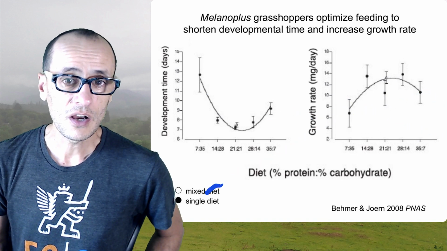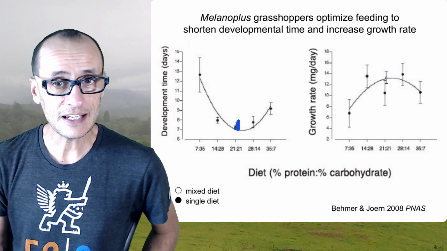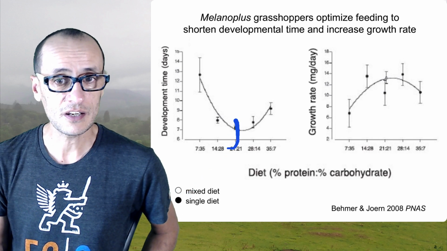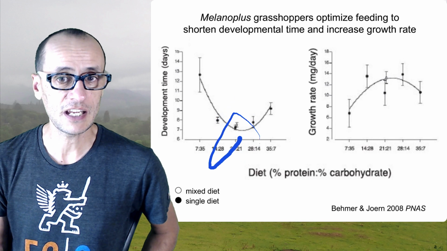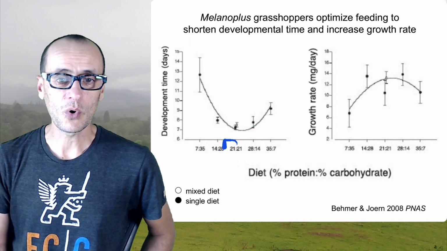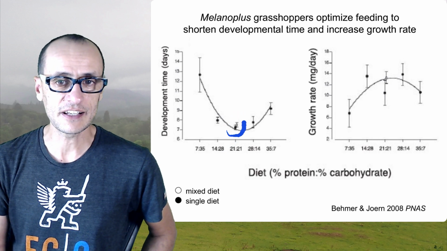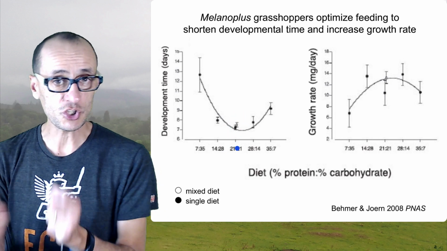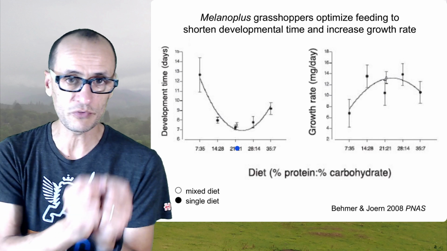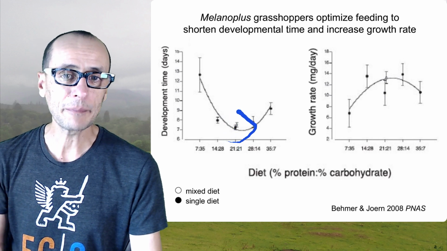As it turns out, when you gave insects the ability to mix diets, they tended to mix their diets right here at around this particular ratio. So this is evidence that insects, when they're given the choice of mixing their own diet or when you feed them these different combinations, tend to optimize.